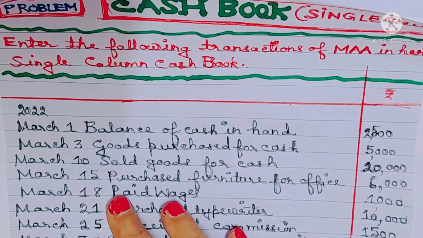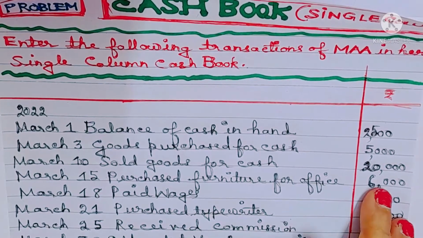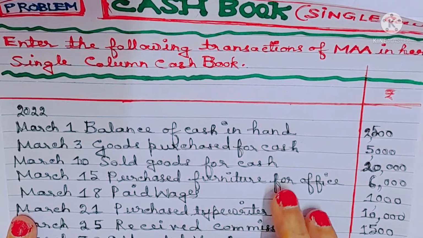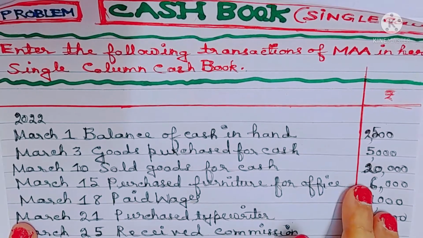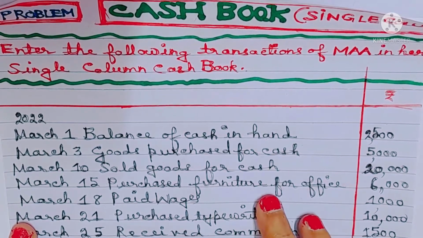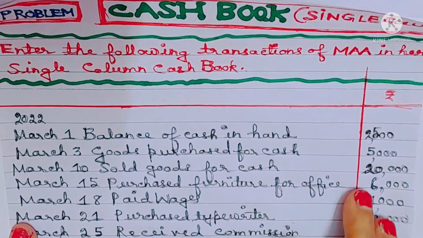The next transaction is on 15th March, purchased furniture for office 6000. So what will be the journal entry? Furniture account debit to cash account 6000. Since cash account is on the credit side, furniture account will also be on the credit side. So we'll have to write in the cash book on the credit side by furniture account 6000.